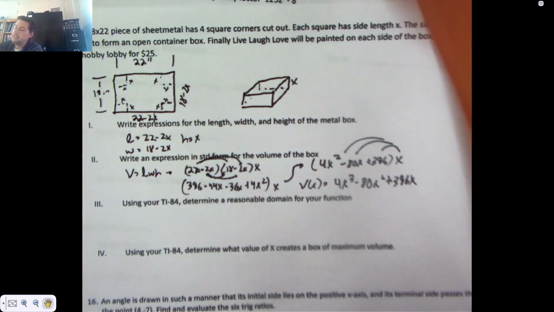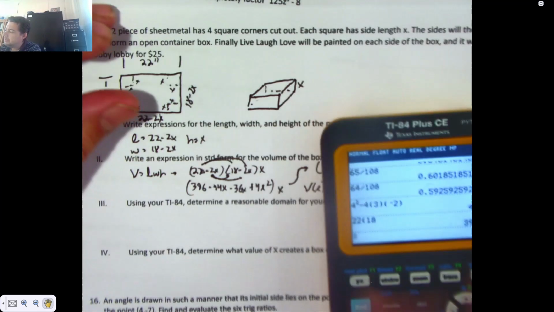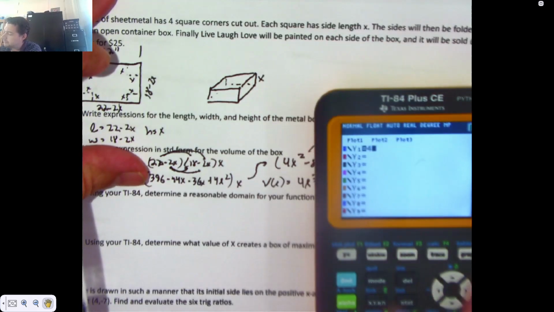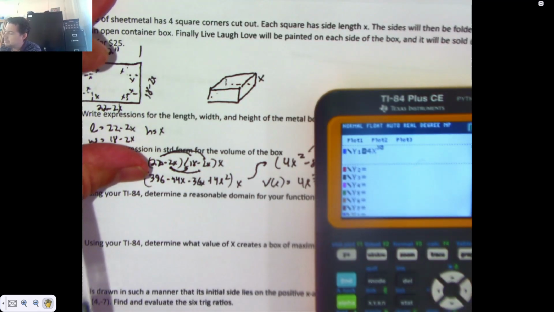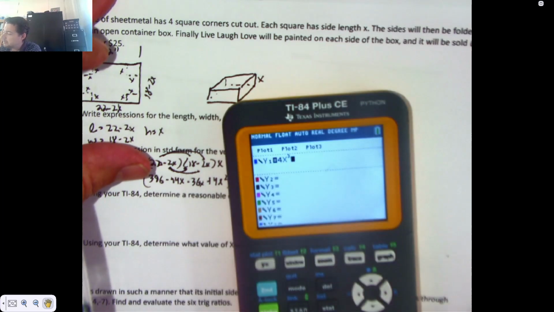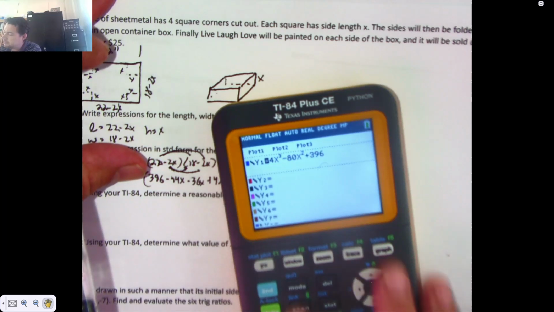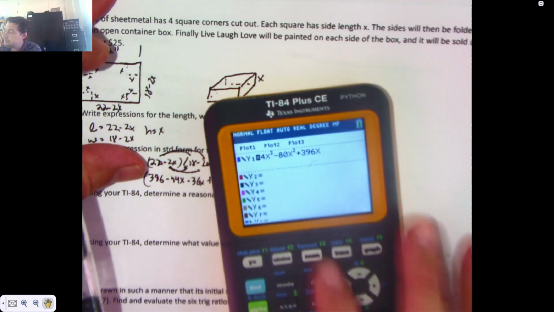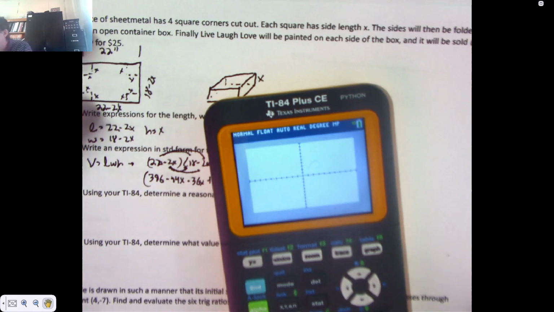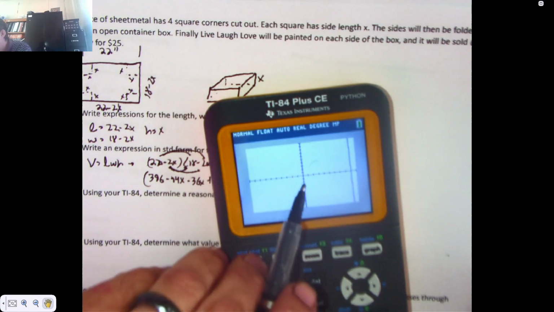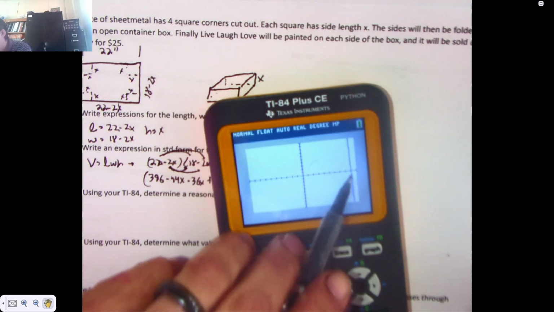Part 3 is using your TI-84 to determine a reasonable domain for your function. So we're going to look at the graph. 4x cubed minus 80x squared, and then plus 396x. Just ZoomFit it, see what it says. Looks to me like x has to be stuck between 0 and 9.